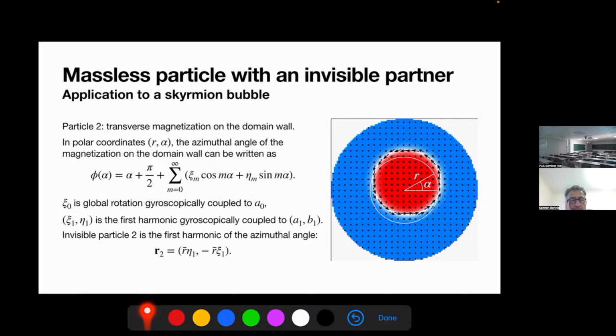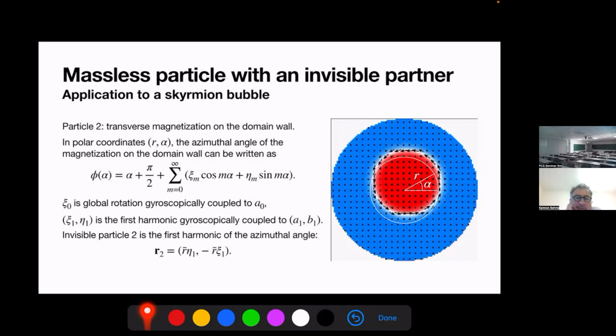So xi naught would be the global rotation. A positive xi naught would mean that all the spins on this domain wall will tilt a little bit counterclockwise. Xi1 and eta1 would be the first harmonic, where you would have 2 nodes and positive and negative deviations, and so on and so forth. So the invisible particle, particle number 2, corresponds to the first harmonic of the azimuthal angle coefficients xi1 and eta1 in this particular way.